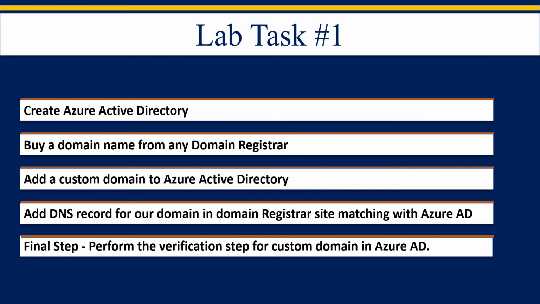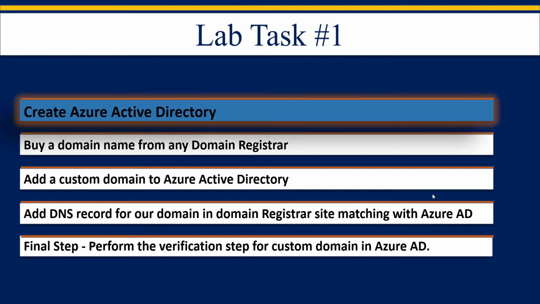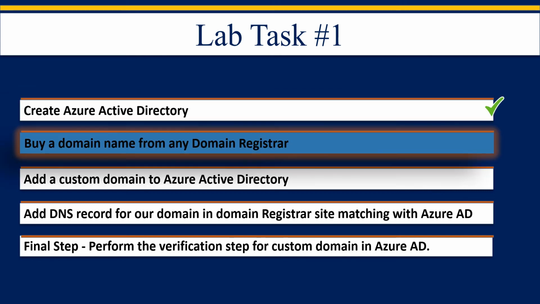This whole exercise of creating an Azure Active Directory, buying a custom domain and mapping it with the Active Directory is a 5-step process. Step 1, we need to create the Azure Active Directory. In the second step, we need to buy the domain name from any domain registrar. In my case, I'm going with godaddy.com. You can go with any of your favorite domain registrars. In my case, I'm going to buy this techtalent.xyz domain.